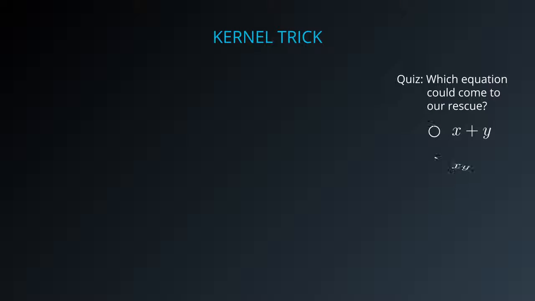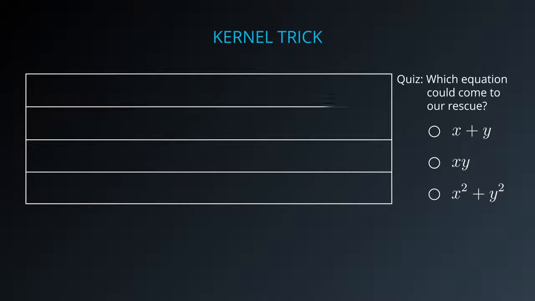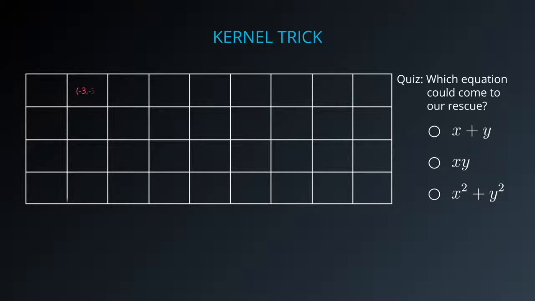Well, that was not an easy quiz. To show you the answer, what we're going to do is calculate all these three equations, x plus y, x times y, and x squared plus y squared, at each one of the 8 points. So here we have our 8 points, minus 3, minus 3, 3, minus 3, etc., all the way to 1, 1. And the first 4 are red and the last 4 are blue.